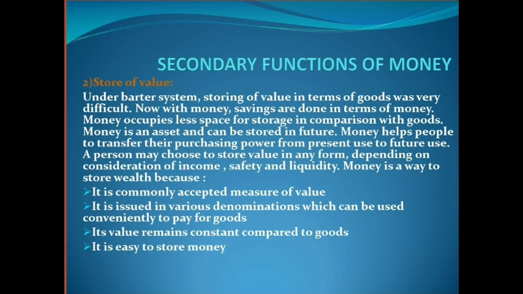whereas in barter system it was impossible to store for a long time because the goods may be damaged or perished. So this function of money as a store of value is overcoming one of the limitations of barter system, that is lack of store of value. So in short, these four functions of money are overcoming the four limitations of barter system.